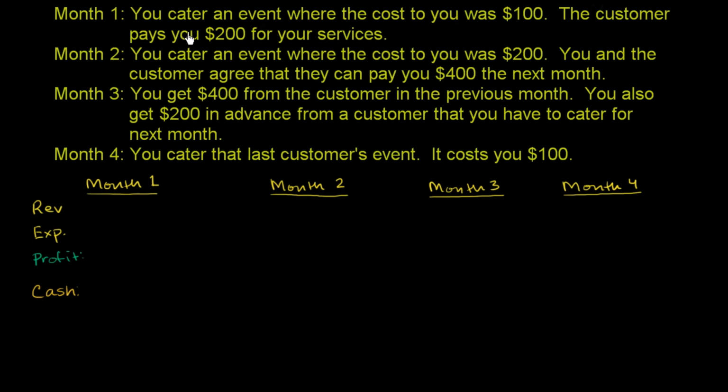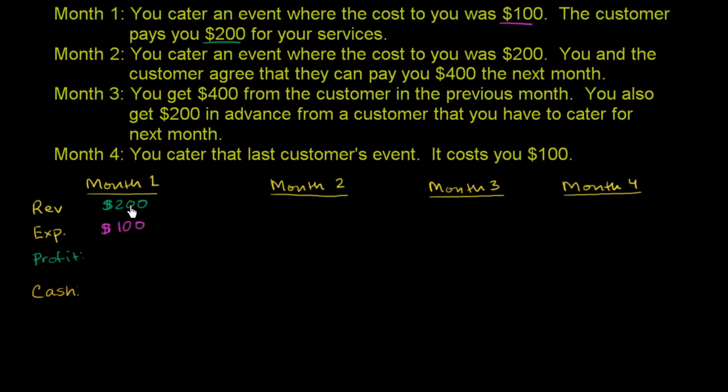So in month one, you cater an event where the cost to you was $100. The customer pays you $200 for your services, and maybe they pay you $200 ahead of time so that you have the cash to go buy the food and the paper cups and paper plates or whatever. So you get $200 in revenue. This is a cash basis of accounting. And you have to spend $100 of that on supplies. And maybe you had to hire some help and you have to pay yourself a salary.